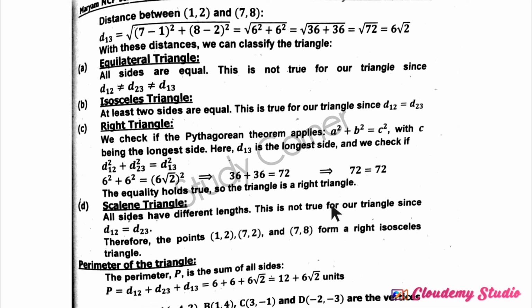For scalene, all the sides must be different, which is not satisfied here. So this is not a scalene triangle. So the given triangle is isosceles as well as a right triangle.